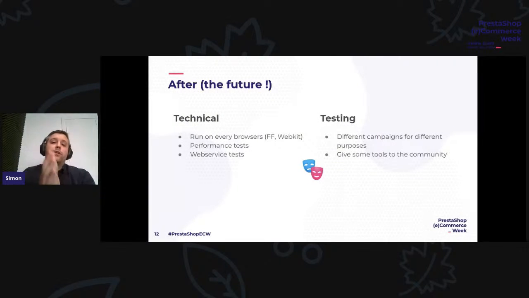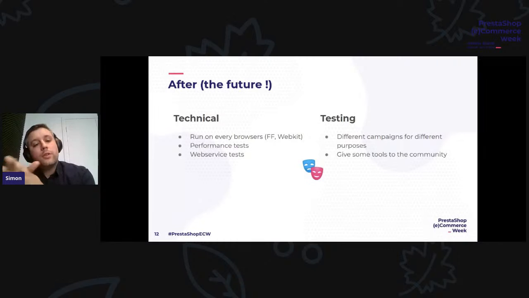So after talking about before, after talking about now, what's next? Obviously, the future. What's going to come next? So on the technical side of things, we want to improve the number of browsers to add Firefox and WebKit, like I said. And we will also try to add more non-functional tests, like performance tests and API tests. API test, meaning testing the web service built in the PrestaShop build and not the web service of PrestaShop itself. Maybe that will come one day, but that's not the point today.